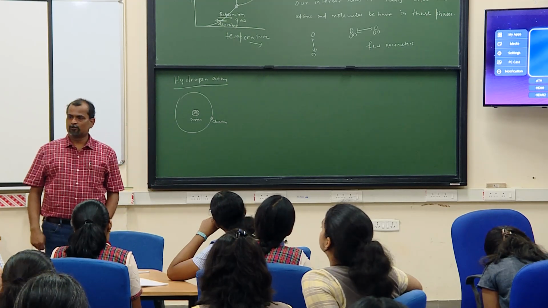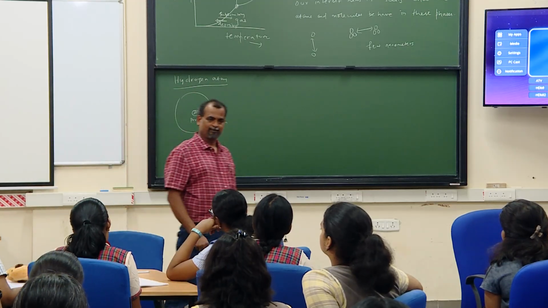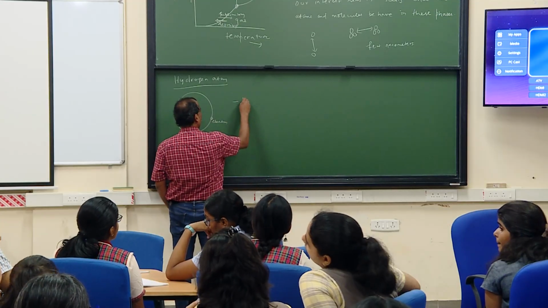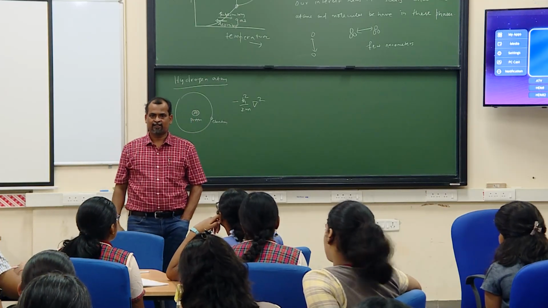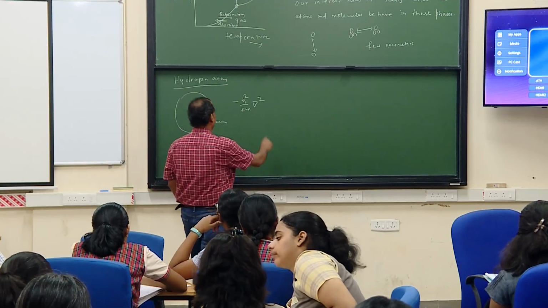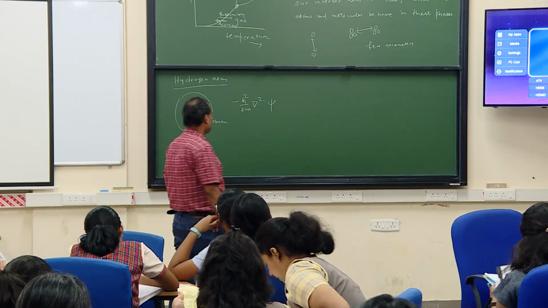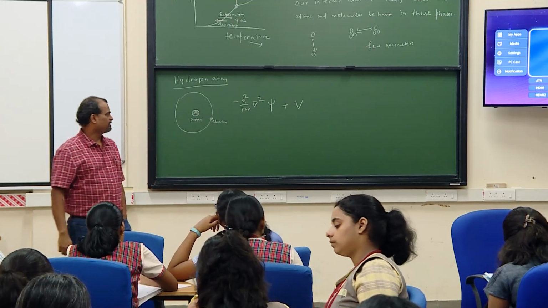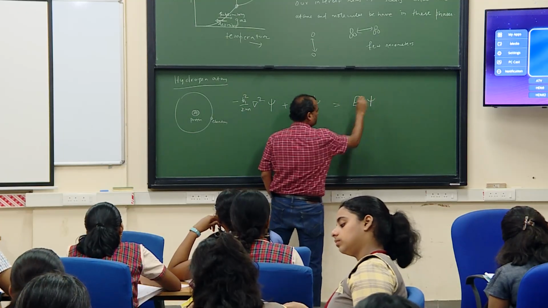Then how does your Hamiltonian look? If you heard Professor Madras, you must know it. It has a kinetic energy component, a kinetic energy operator acting on the wave function, or what we call the eigenfunction, plus a potential energy component, right? Then you get E times psi.